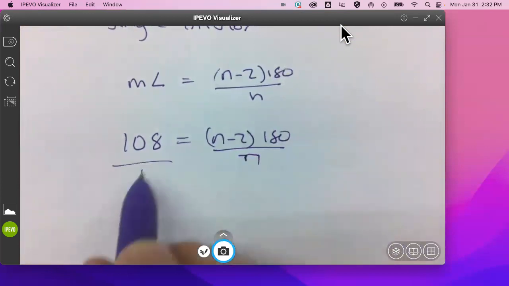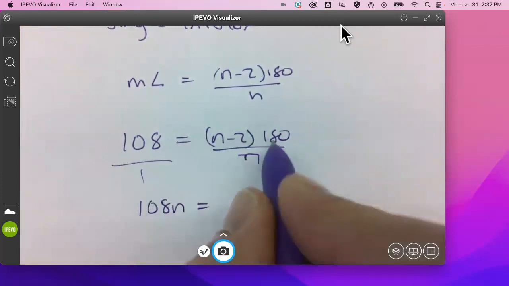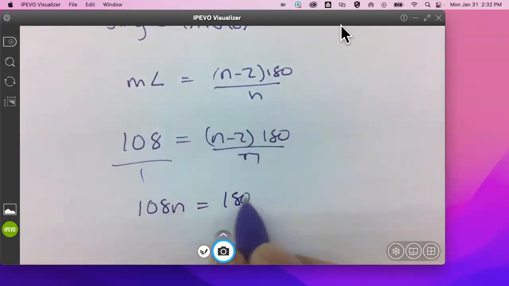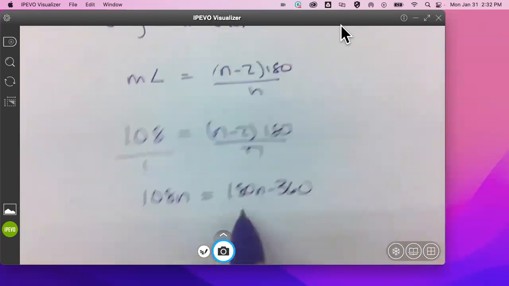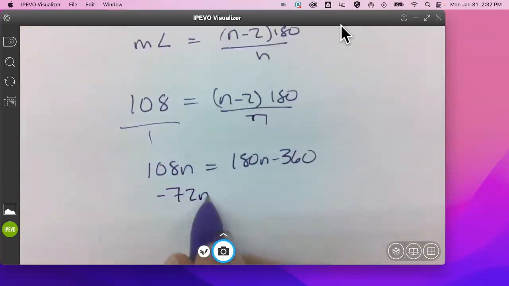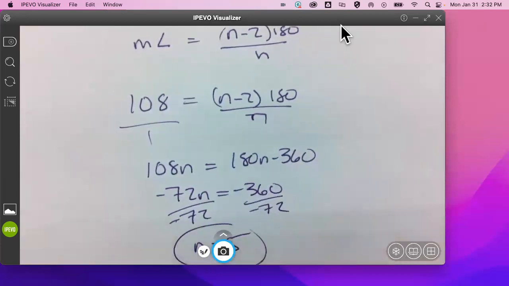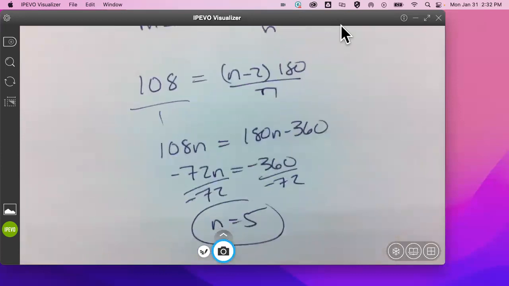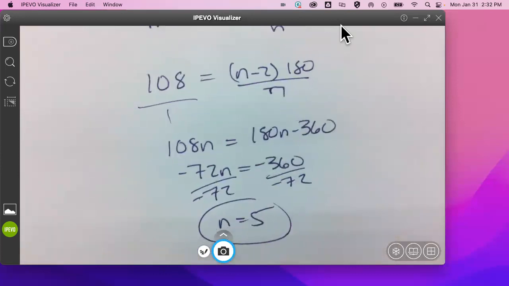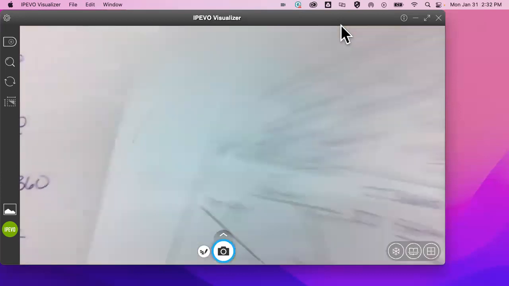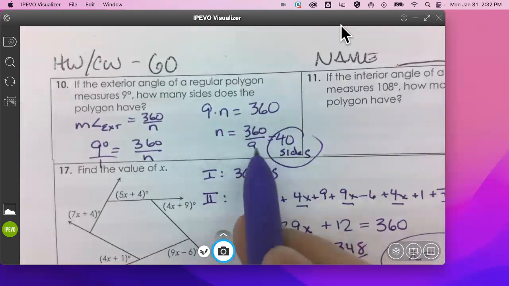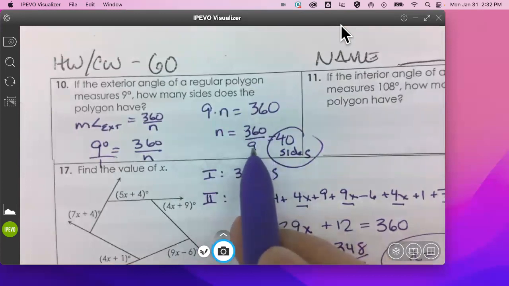To solve it, we'll multiply across, cross multiply. 108n equals, I'll distribute, 180n minus 360. Subtract, negative 72n equals negative 360. n is equal to 5. But that's kind of a lot of work, isn't it? There's a much easier way. Compare this one to number 10, where you just basically took 360 divided by 9. That was easy, wasn't it?